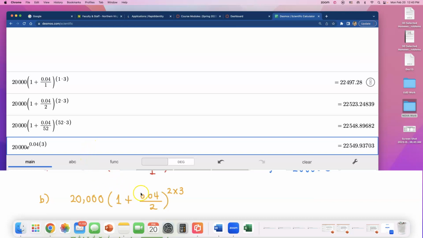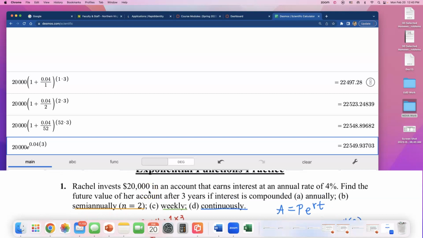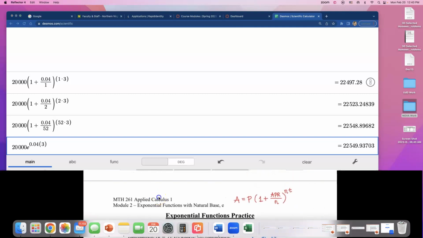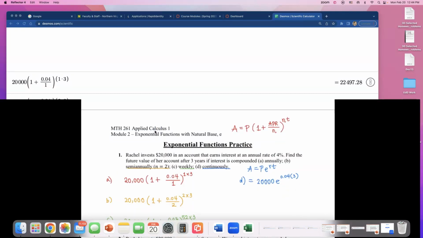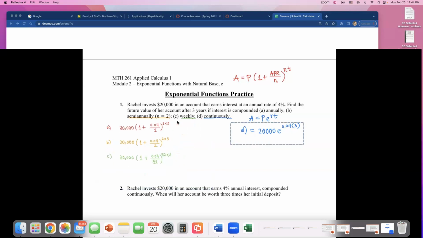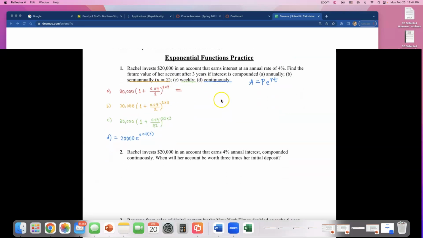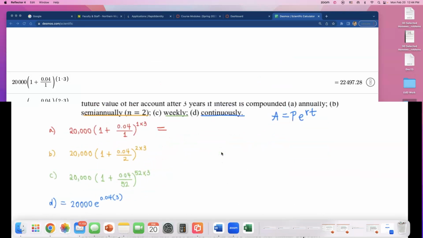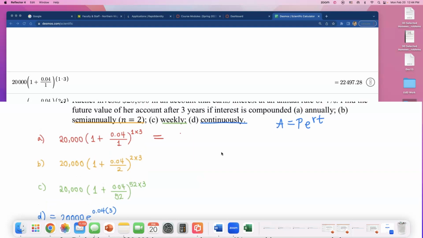So let's round these to the nearest... I don't think they said how much, but it's money, so let's round to the nearest cent. Okay, let me make these a little bit smaller. Let's put this one down here so that we can write the answers. So here's the answer for the first one. And really, practice if you can get these same answers on your calculator, okay? Because on your exam, you want to make sure that you know how to use these calculators.